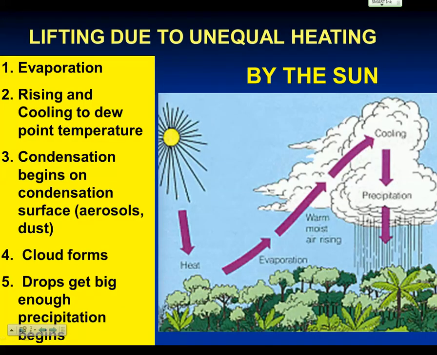All right, let's focus first on the unequal heating by the sun. We see that in this particular picture. The sun is heating up the ground, the air is rising, and as it rises, it's expanding and cooling, forming this thunderstorm.